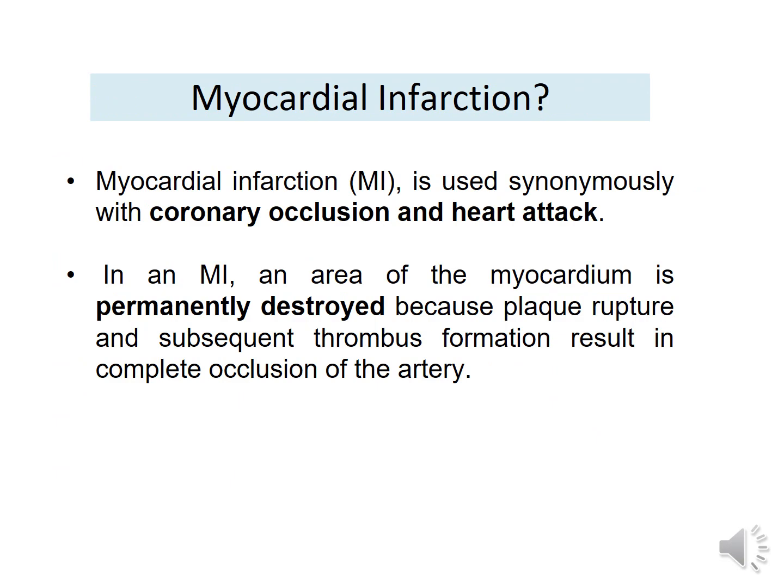Myocardial infarction is the second coronary artery disease. So number one was angina. Number two is myocardial infarction, which is abbreviated to MI. Actually, it's the same as angina, but it's a more serious case. It's used synonymously with coronary occlusion and heart attack. A patient with MI has a complete coronary occlusion, a case of heart attack. In MI, an area of the myocardium is permanently destroyed because plaque rupture and subsequent thrombus formation result in complete occlusion of the artery. This is the major problem in MI.